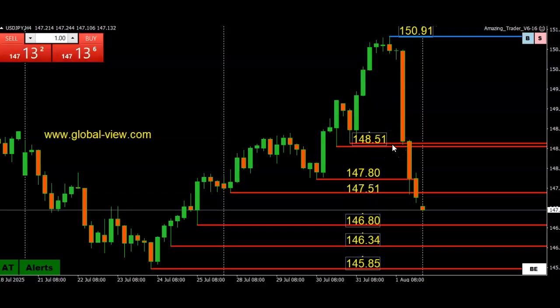148 is obviously a psychological level. You've got former supports at 147.50 to 80 as potential resistance. But the point is, unless we go back above 148.51, the risk is going to be tilted to the downside. So now we look to see what the chart shows. It shows 146.80, 146.34, and 145.85, as long as we stay below at least this 147.51 level.